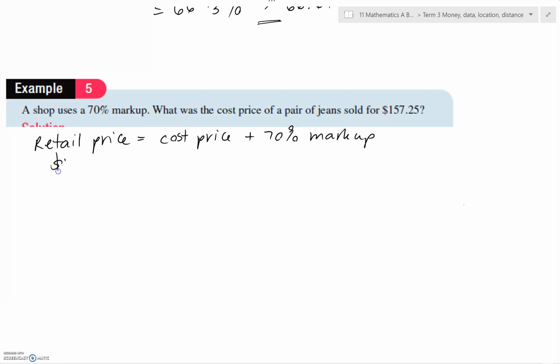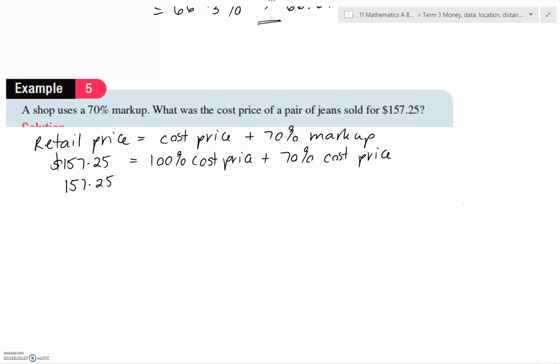So let's substitute in what we know. 157.25 equals 100% of the cost price we're starting with plus another 70% markup, or 70% of the cost price. Because remember, markup is always a percentage of the cost price. So what we've got then is one unknown, cost price, which is what we're looking for, because in our first equation we had 3 unknowns, so that's not going to work for us. We need to change it so we've only got one unknown.